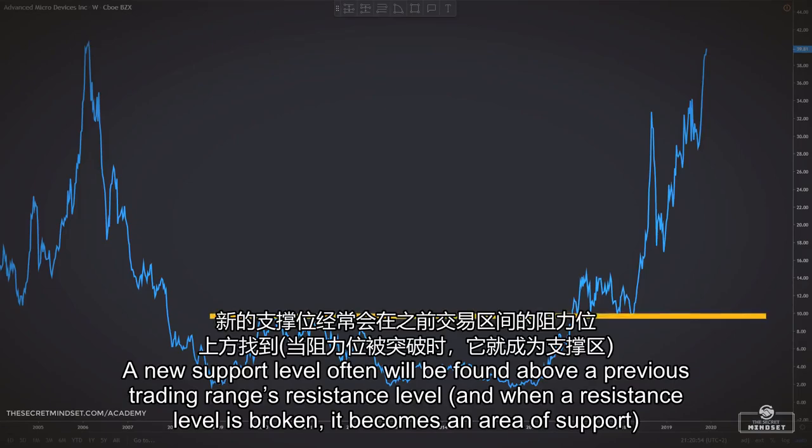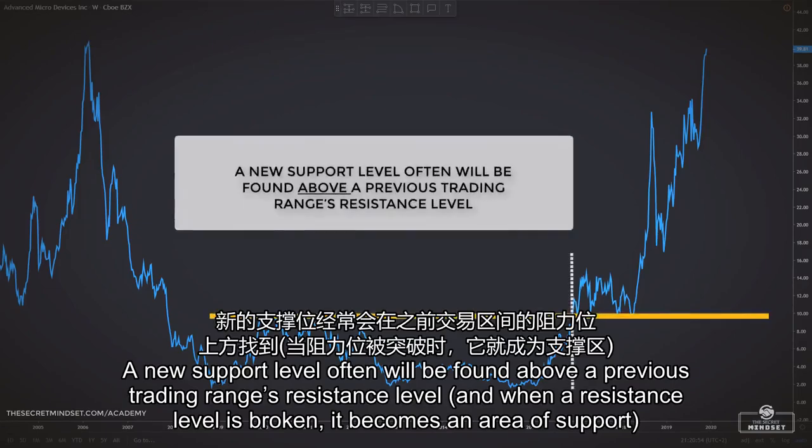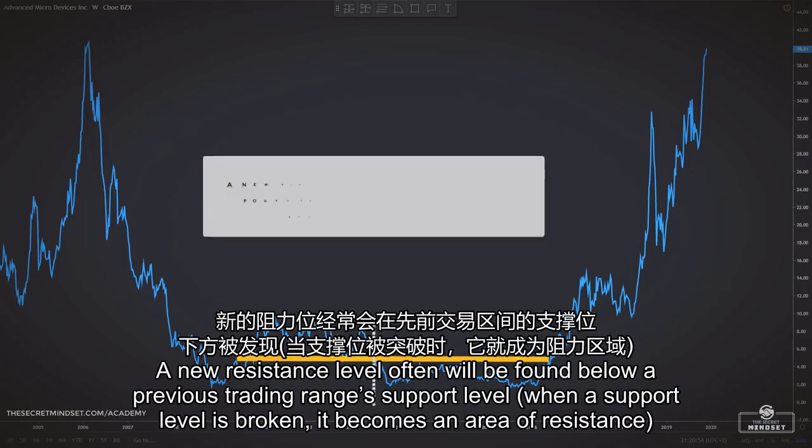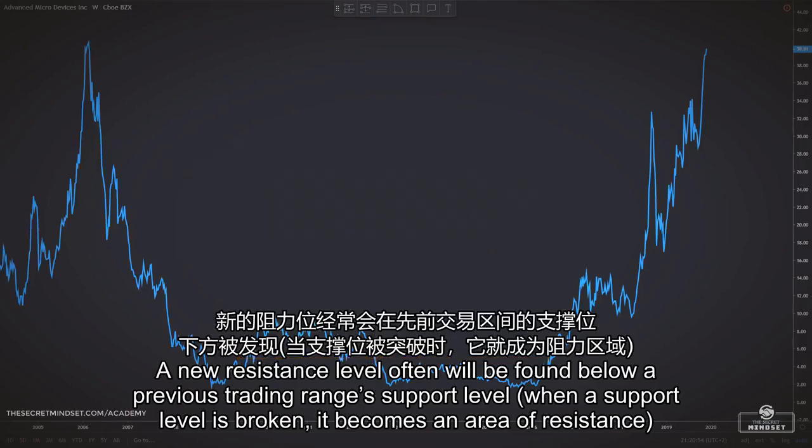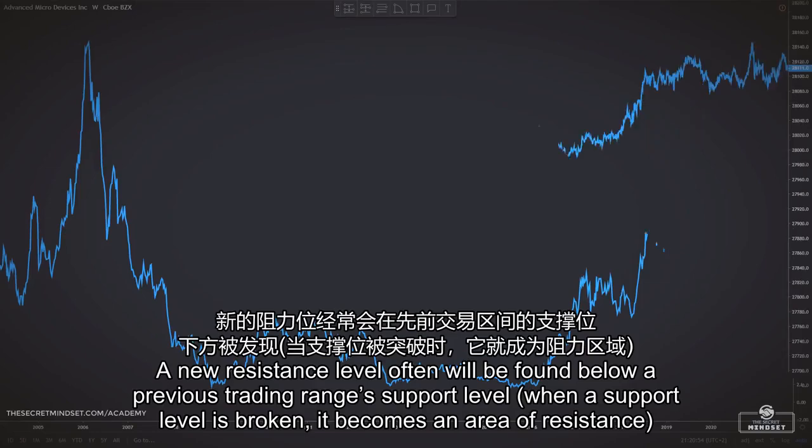A new support level often will be found above a previous trading range resistance level, and when a resistance level is broken, it becomes an area of support. A new resistance level often will be found below a previous trading range support level, and when a support level is broken, it becomes an area of resistance.